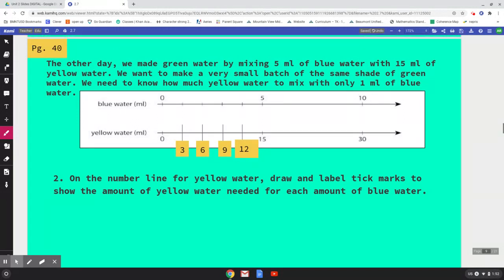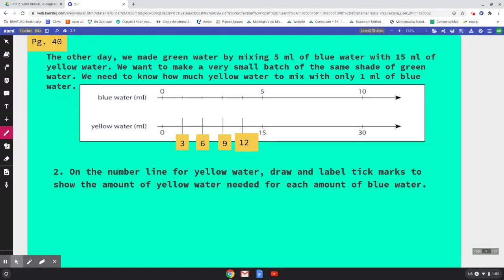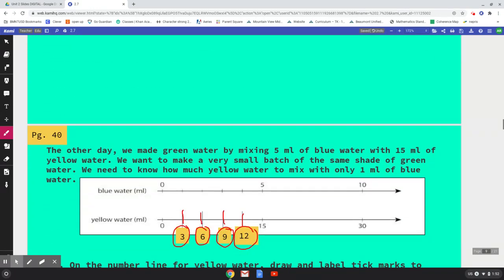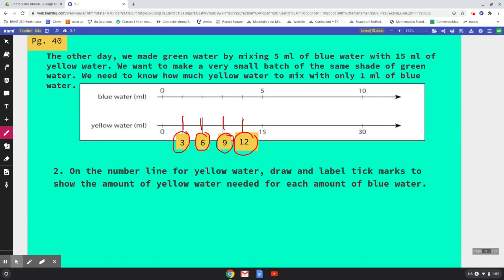And then for number 2, you're still on page 40. It says on the number line for yellow water, draw and label tick marks to show the amount. So I did my own little tick marks here. So you're going to draw 4 tick marks and you're going to label each one 3, 6, 9, 12. And I'm getting that based on what it said to me above. So you're going to label those 3, 6, 9, and 12.